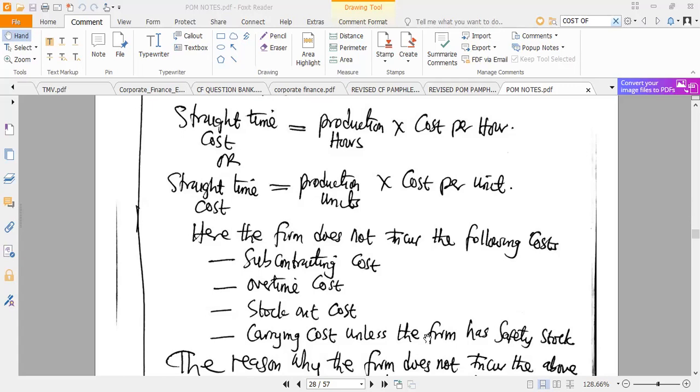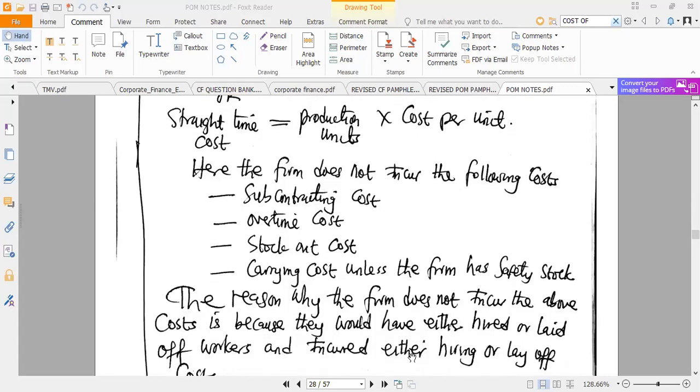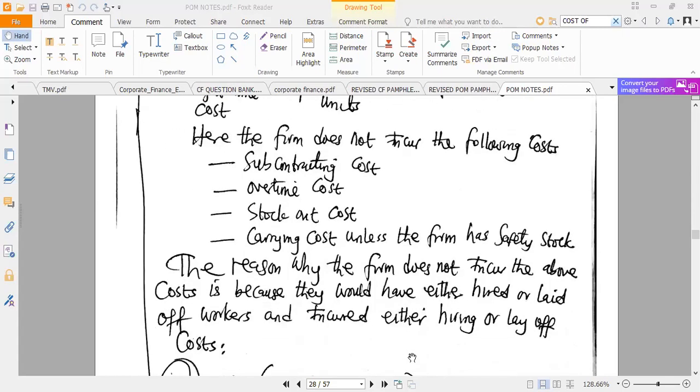And then there is actually no inventory carrying cost unless the firm has safety stock, because you don't overproduce for this strategy. The reason the firm does not incur the above costs is that they could have either hired or laid off workers and incurred hiring or layoff costs.